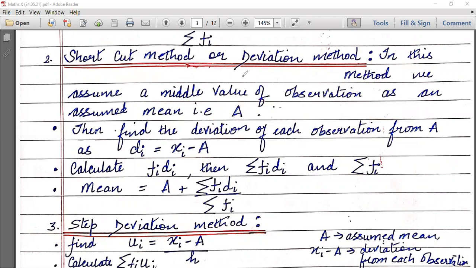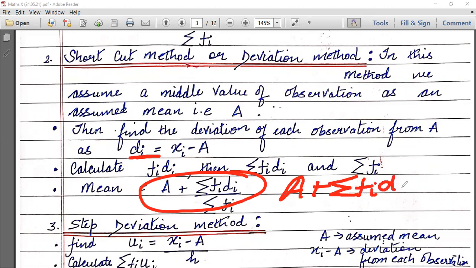Okay, and in the next column you will find the deviation of each observation from a, which means di is equal to xi minus a. Next you will calculate all fi and di, and then the summation fi di and summation fi. Then your mean formula will be assumed mean plus the sum of all fi di's divided by the sum of all the frequencies. Okay, children.